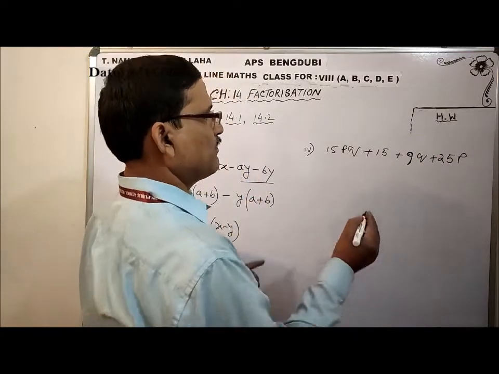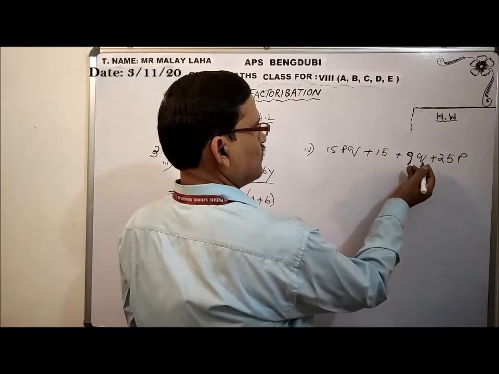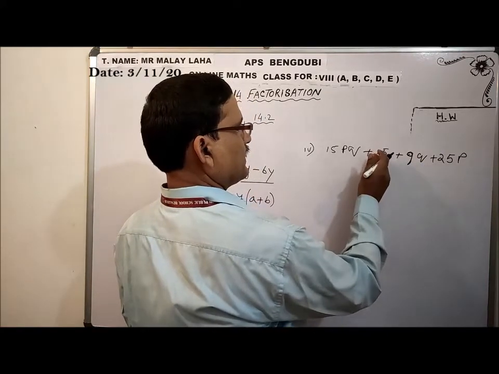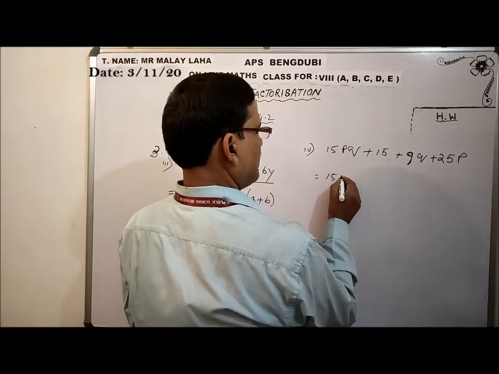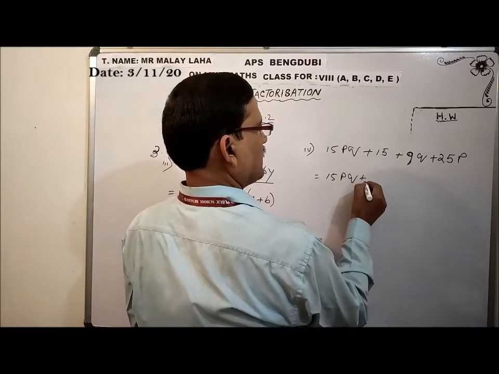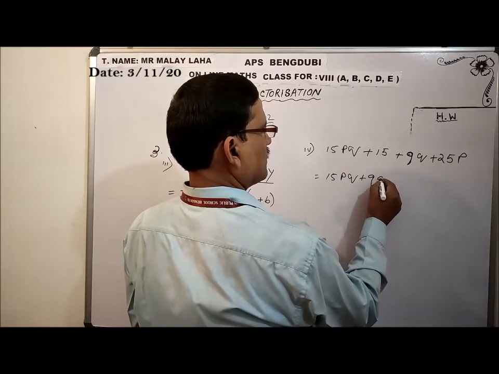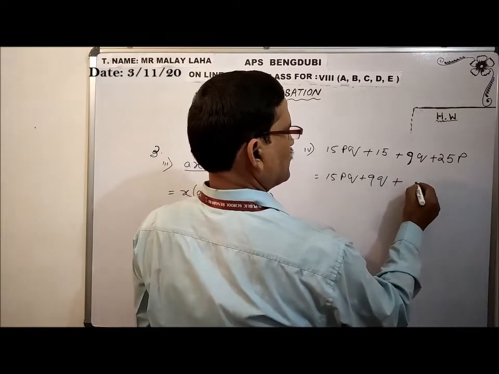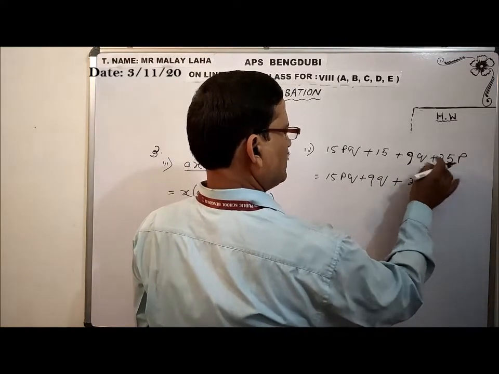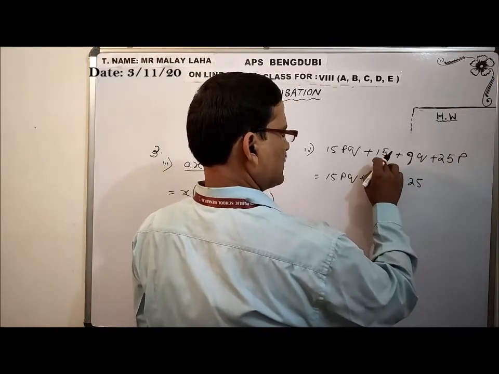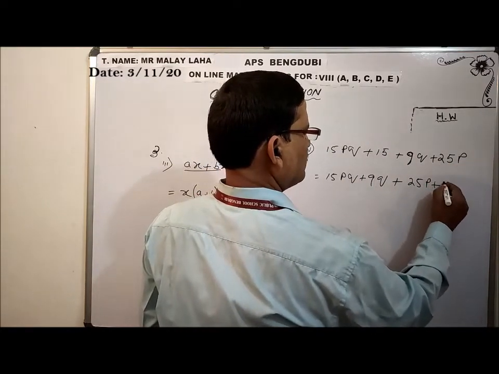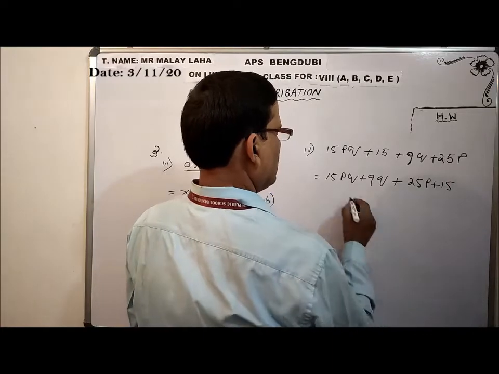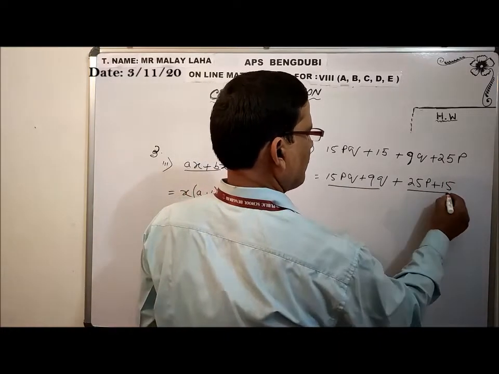Okay, then it will be one part. So better is that you just shift this 9 here and 15 over there. So 15PQ plus 9Q plus 25P plus 15. You write down this, and the constant term you always write at the end. Now you take common from here.